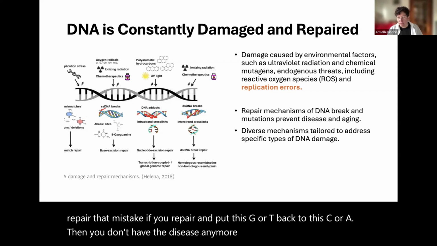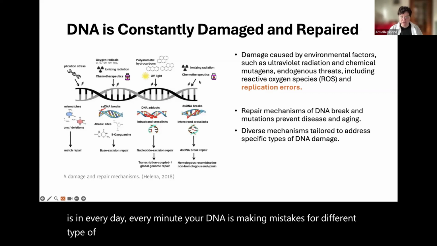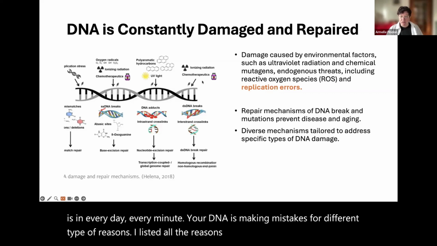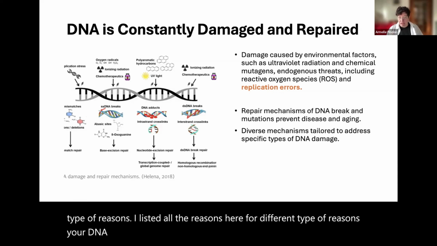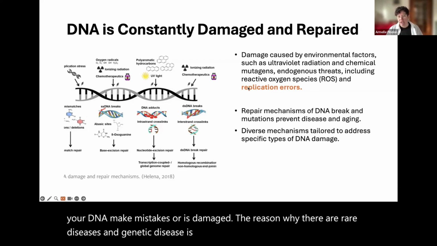So how can we do that? Every day, every minute, your DNA is making mistakes for different types of reasons. I listed all the reasons here. For different types of reasons, your DNA makes mistakes or is damaged. The reason why there are rare diseases and genetic diseases is usually a replication error.